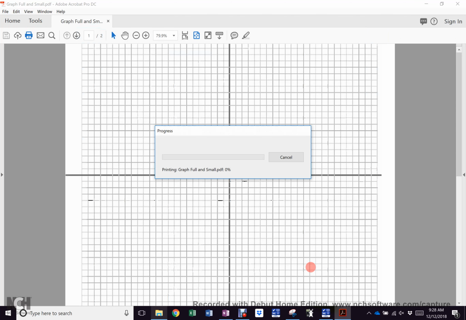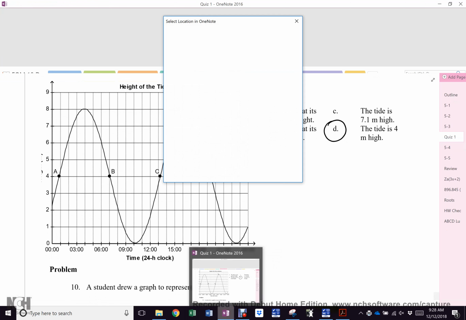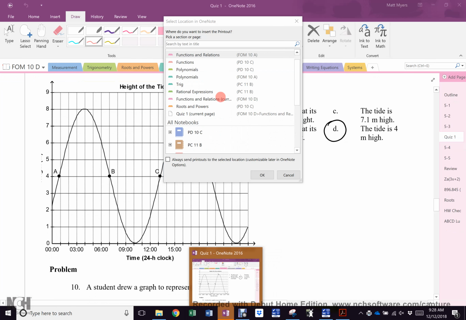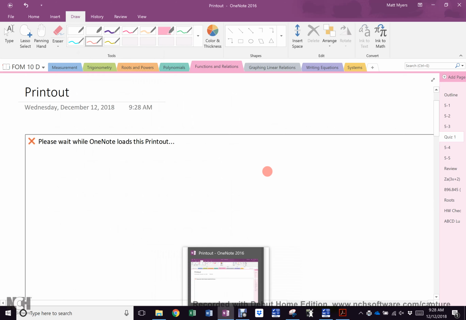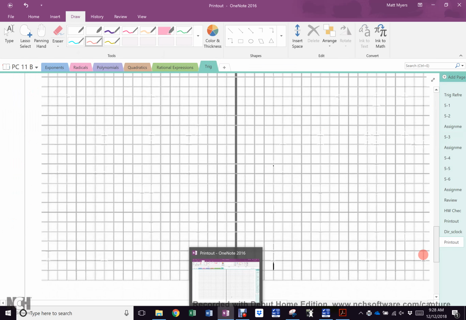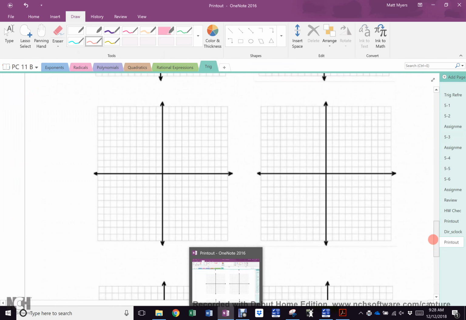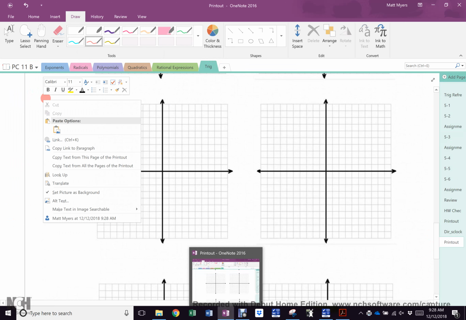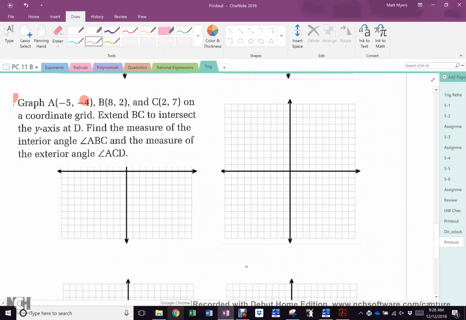Print. Not current section. I want it in pre-calculus 11. Trig. Okay. Now, can we fit it on this one? Paste. All right. So, let's graph -5, -4.